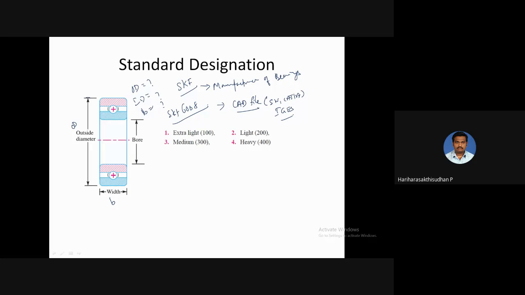A bearing is a standard component. All the data is available in the data book and also on the SKF website, you can directly refer to everything. And they are classifying the bearings into four categories: extra light, light, medium and heavy, based on the capacity requirement of the bearing.